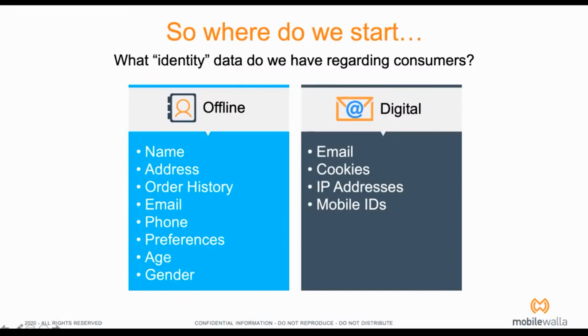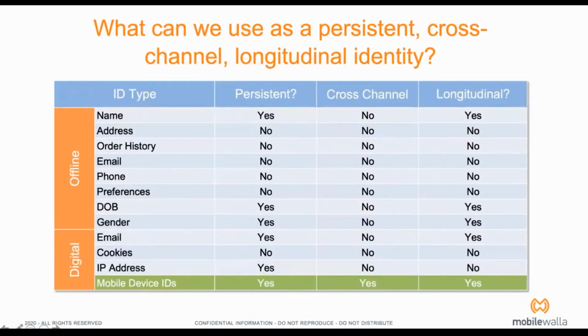Now let's look at all these IDs and figure out which ID could be the most relevant for building a persistent ID. So this is a table, and you can see we broke it into offline and digital, and talked about persistent, cross-channel, longitudinal. Now name, you're very unlikely to change your name, so it's persistent, but you can't use it cross-channel. Your gender is very likely not changing, but it's not available across these channels, so it becomes harder to use any of these IDs.